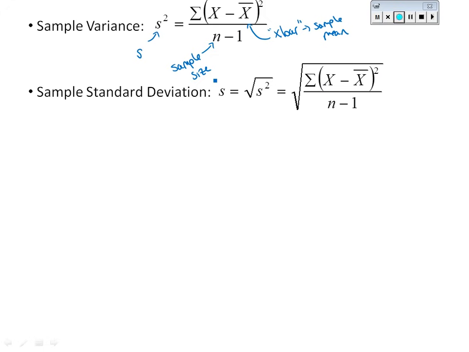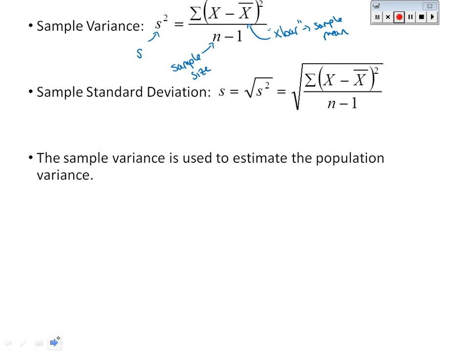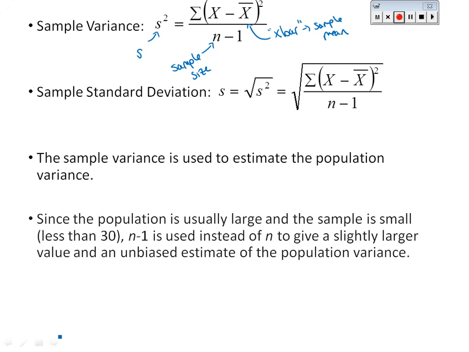Again, the only difference between sample variance and sample standard deviation, we're taking the square root of the variance. It's the only difference. We need to get our units back to plain units and not units squared. Sample variance, can use it to estimate our population variance. Same with standard deviation.